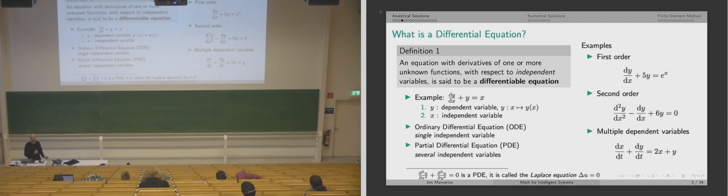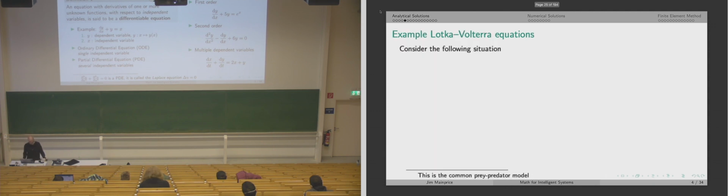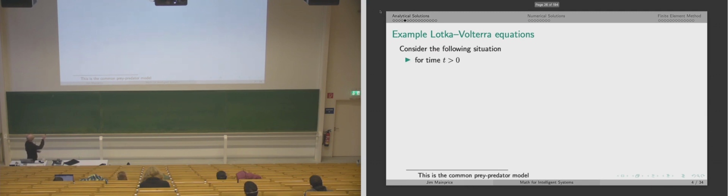We can also have multiple dependent variables. So here, x is now a dependent variable, and t is the independent variable. And that's also possible. Okay, let me take an example of the prey-predator model, which has this name here.